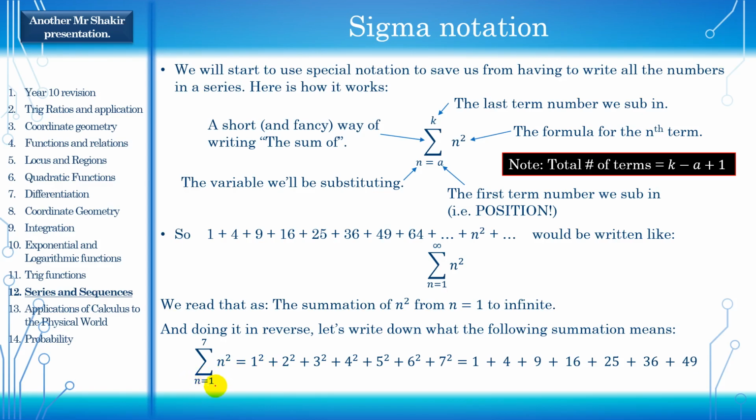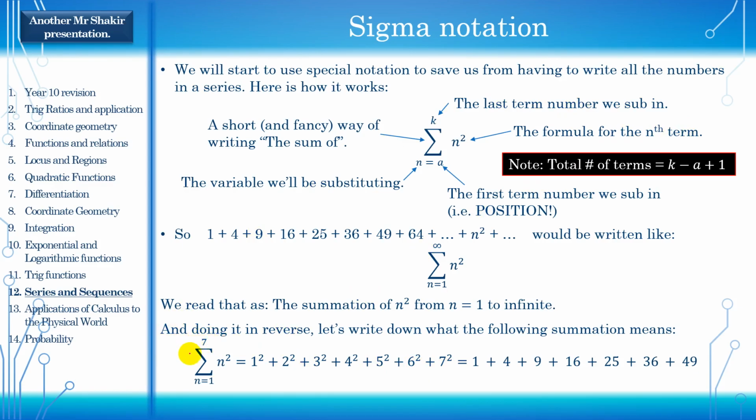We just change this number; it goes up and becomes a 2 now. We substitute 2 into n squared: 2 squared plus 3 squared. And where do we stop subbing in? At 7. So we keep on subbing in until we reach 7. So 1 squared plus 2 squared plus 3 squared plus 4 squared plus 5 squared plus 6 squared plus 7 squared. And then we stop, because the last number we sub in was 7, our limit.